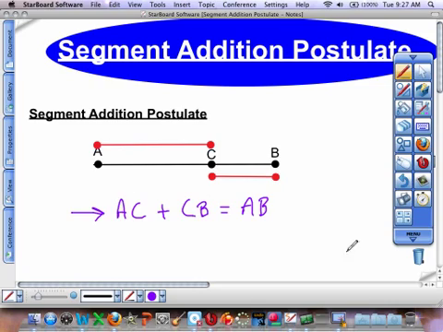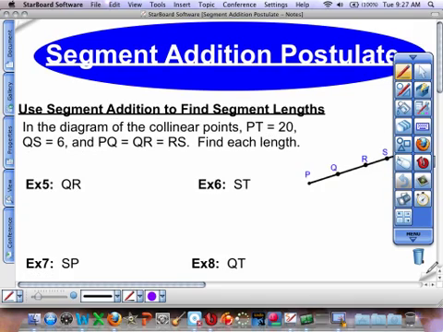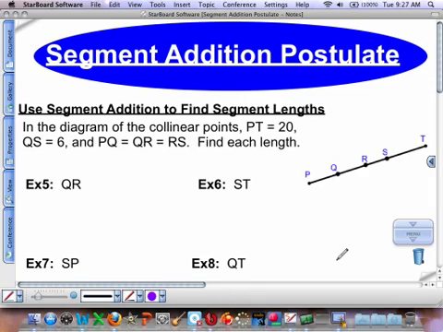So let's look at a couple examples. Here we go. All right, in this problem, in the diagram we have PT is 20, so the entire length of this segment is 20. QS is 6, and then PQ, QR, and RS are equal. We need to find the length of each segment.